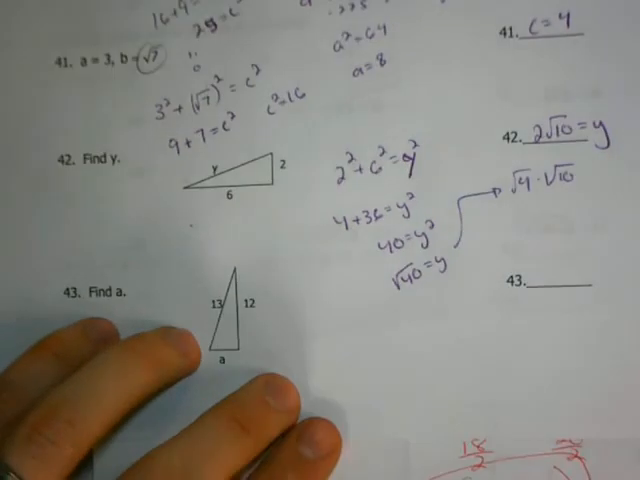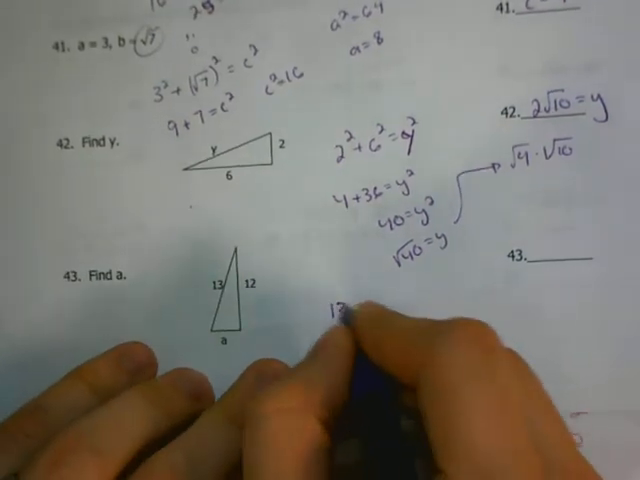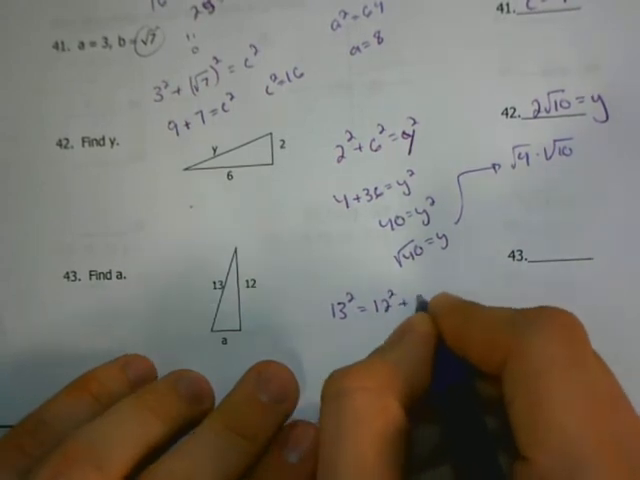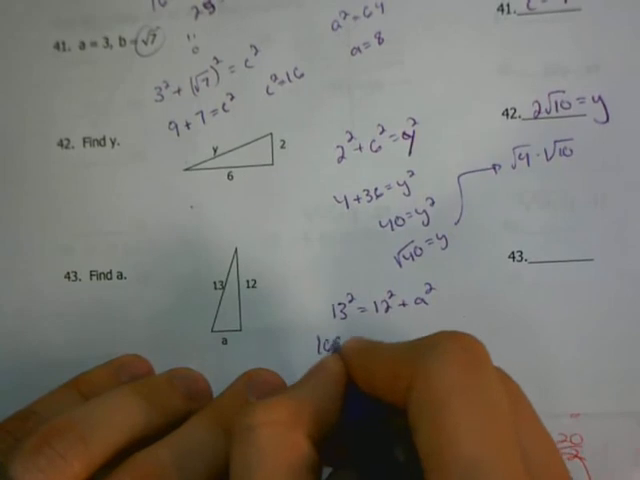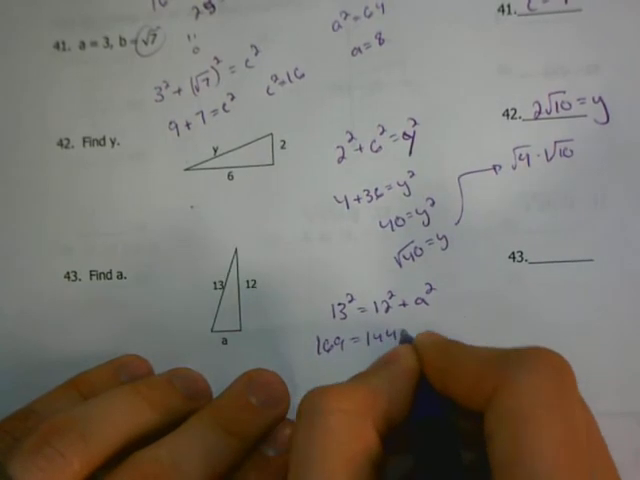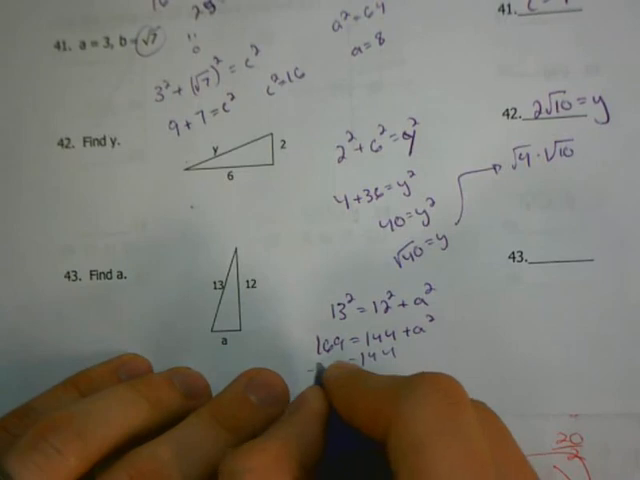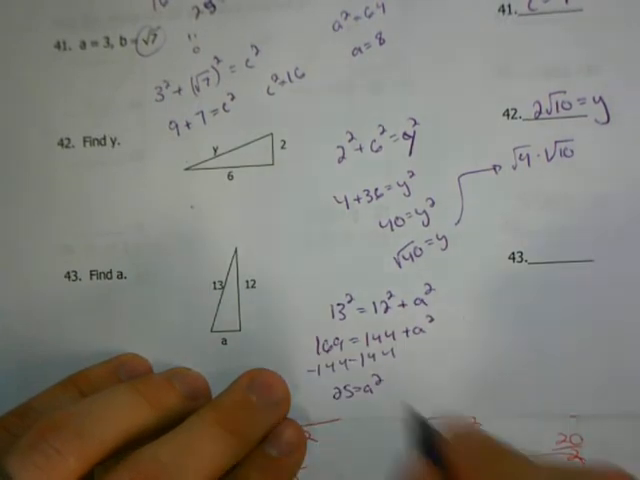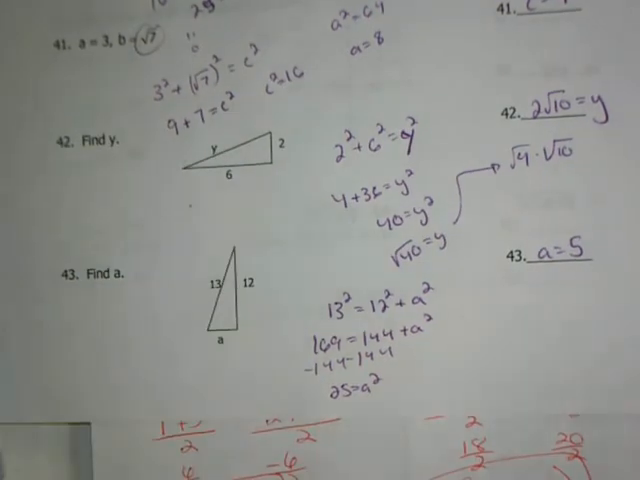My last one. I've got 13 is my c. 12 can be my b, and I'll have a all by itself. So 169 is equal to 144 plus a squared. So pull that off, and you'll get 25 is equal to a squared. And a will be equal to 5. There you go.